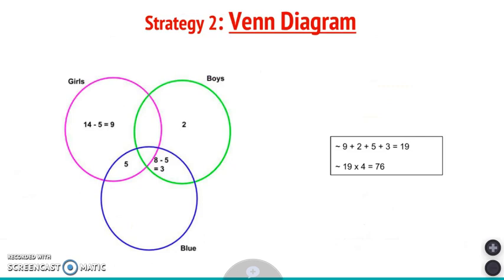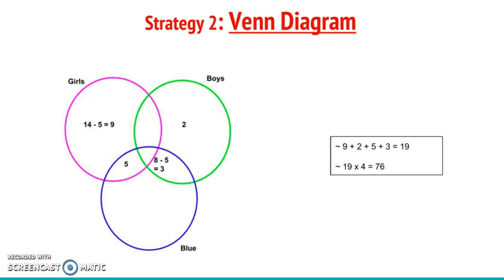We create a Venn diagram of girls, boys, and blue for those wearing blue shirts. So we know that there are 5 girls wearing blue. We enter 5 into the intersection of blue and girls. There are 14 girls in total. Taking the 5 girls in blue away from the 14, we discover that there are 9 girls in the class that are not wearing blue.